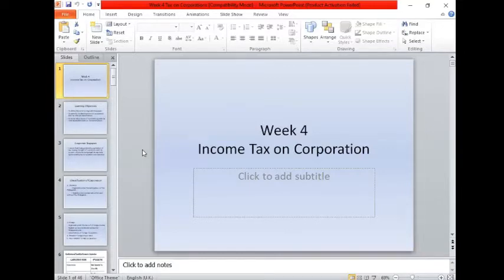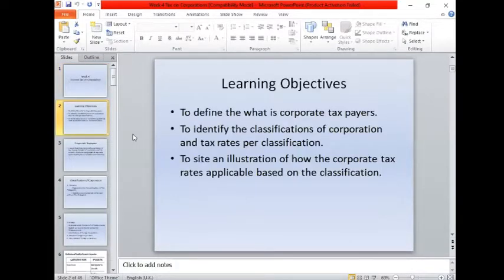Okay, this will be the last topic for the prelim. So in the next week, we're going to discuss week 6 as part of the midterm period. Our learning objectives here are to define what corporate taxpayers are, to identify the classification of the corporation and the tax rates per classification, and to cite an illustration of how the corporate tax rates are applicable based on the classification.